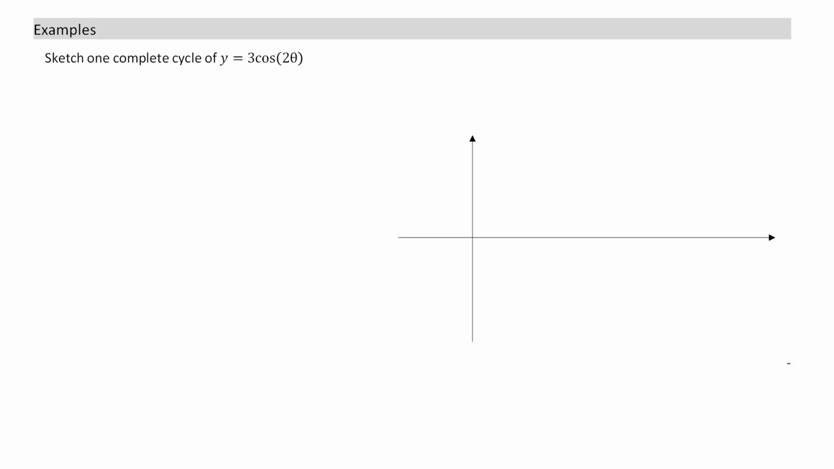We're going to be answering this question before us, which says sketch one complete cycle of y is equal to 3 cos 2 theta. So we're going to sketch it on these axes here. Here's y, here's theta. We're going to begin by finding the amplitude, which is found just by looking at the number in front. So in this case, 3. That means I'm going 3 up and I'm going 3 down.